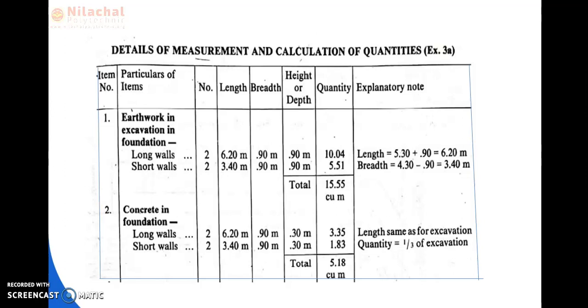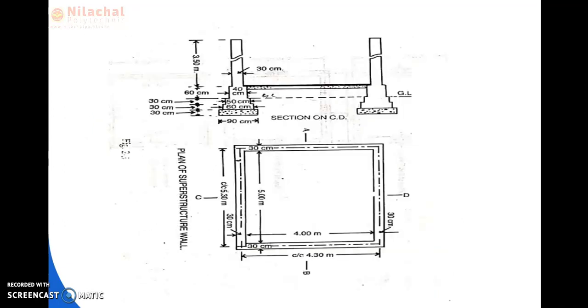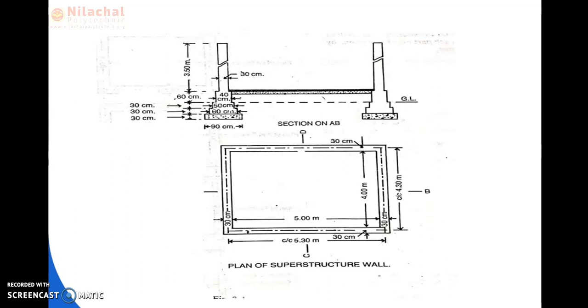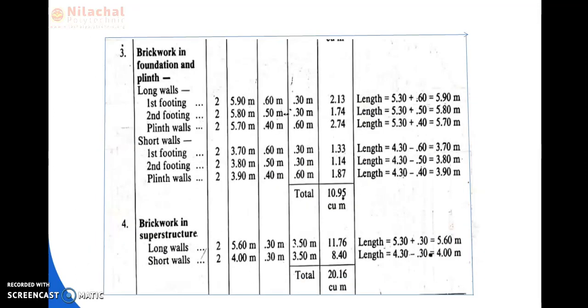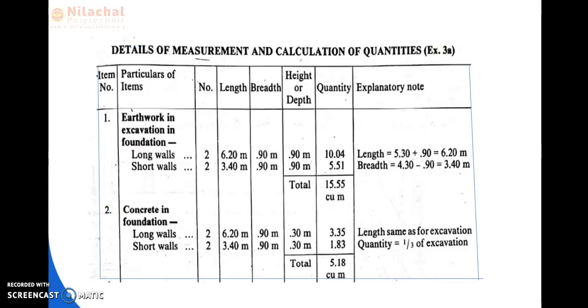After excavation, what is the first layer? First layer is concrete. So the next one is concrete in foundation. Here also long wall and short wall are provided. So how many numbers of long wall? 2 numbers. And how many numbers of short wall? 2 numbers. So cement concrete breadth is equal to how much? 0.90. Here provided 0.90. So we write here the breadth is 0.90. For short wall also 0.90, because the long wall and short wall cross section is equal.